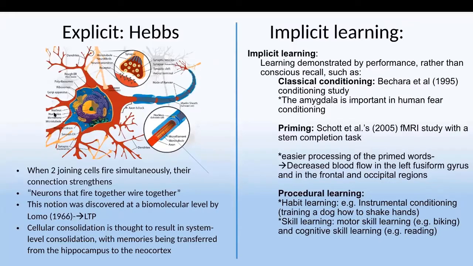Now, this type of learning is more explicit in the sense that it involves conscious recall, or awareness and a conscious process. But there is a different type of learning, called implicit learning, in which the evidence of learning comes from a change in behavior. This is learning demonstrated by performance rather than conscious recall.